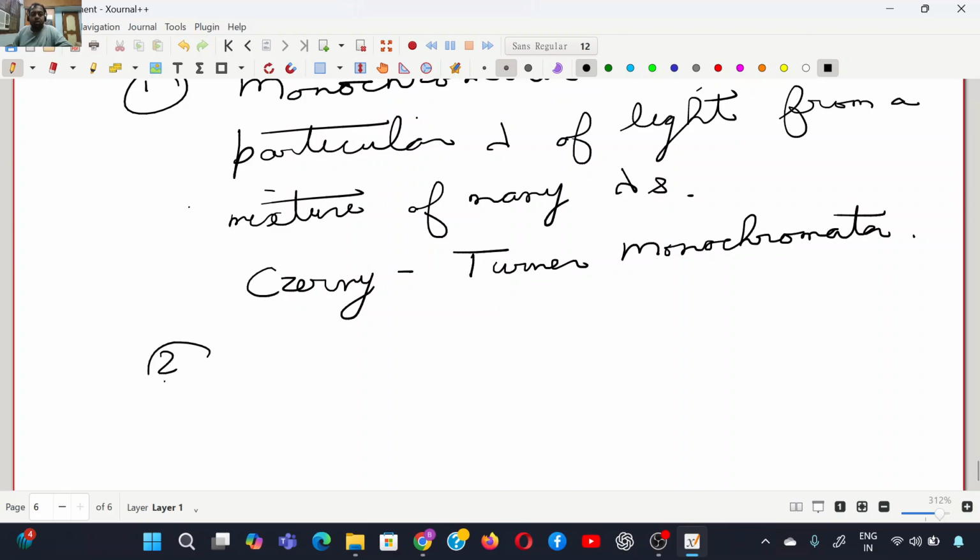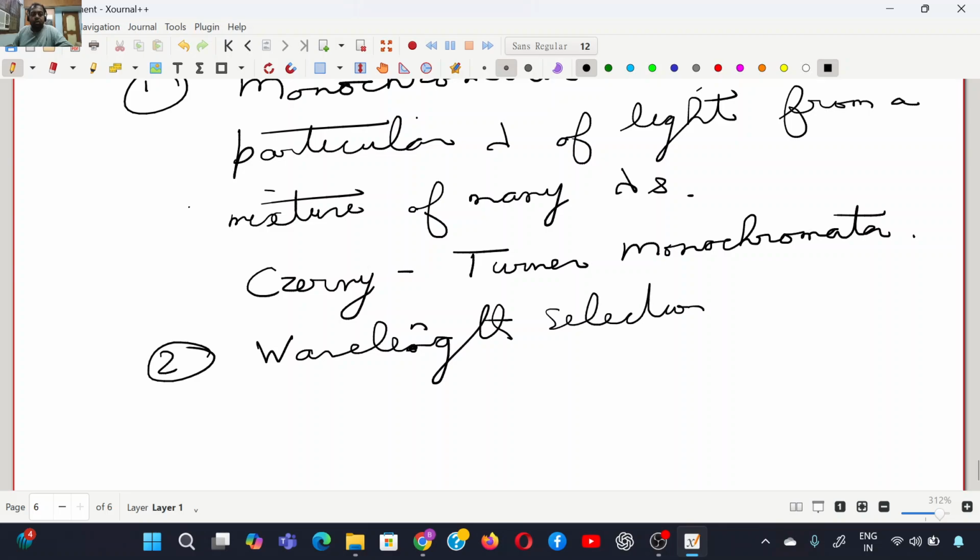So the next part is wavelength selection. For alkali metals like sodium and potassium, you can use simple glass-based filters because their lines are in the visible region. For most other metals, their absorption lines are in the UV region, so you have to use interference filters. Okay.